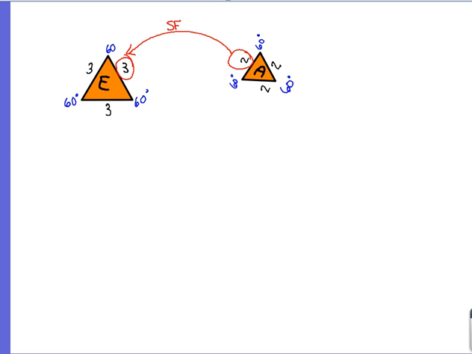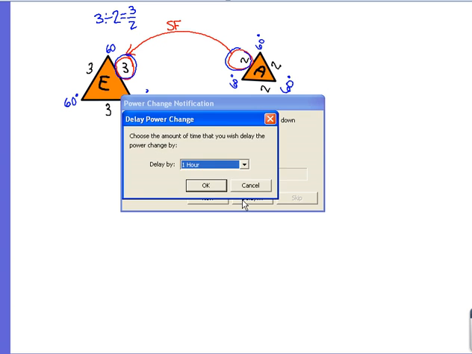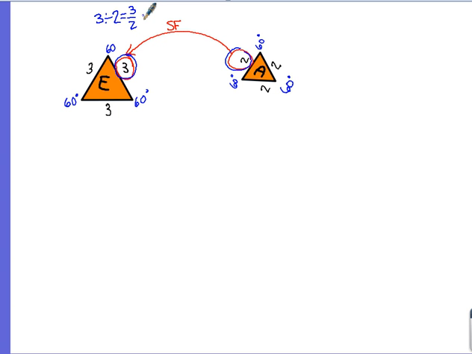So I can do 3 divided by 2 to find it because I'm looking at this side and its corresponding side. I know that's the same as 3 divided by 2 written like this. I know it has to be a value of greater than 1 because my figure is getting bigger. And then 3 divided by 2 is the same as 1 and 1/2. So my scale factor is a scale factor of 1 and 1/2.